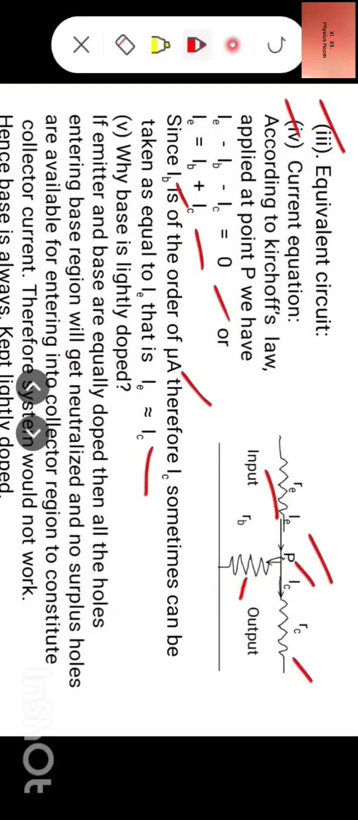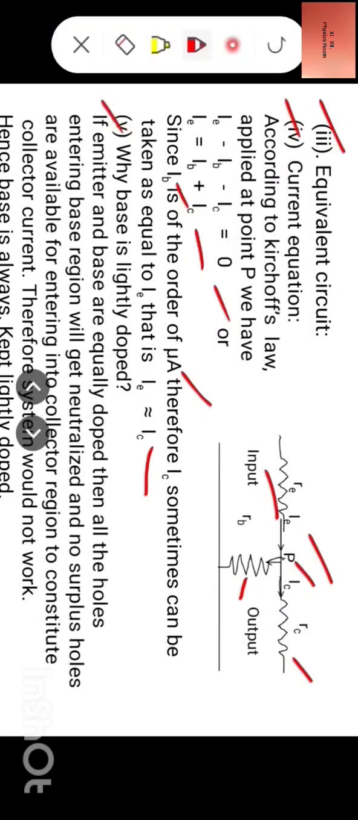Now here you have to look at the direction of current flow, hole current flow and electron current flow. So you have to mark the direction of conventional current, and conventional current here is the hole current.